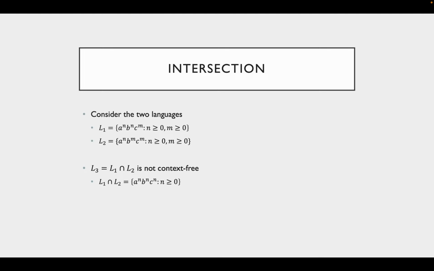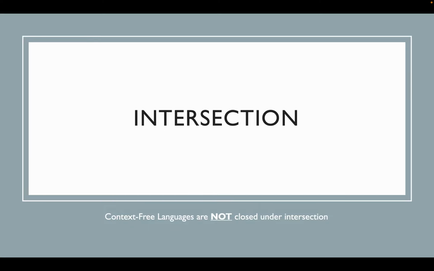So L1 is A's and B's must be equal in number and C's can be any. L2 is A can be any, B's and C's must be equal in number. So the words that are in both of those languages are the ones where all three letters are equal. That is where N number of A's, B's, and C's, where N is greater than or equal to 0. And so the intersection of these two languages is A to the N, B to the N, C to the N, which is not context-free. Therefore, we've shown that context-free languages are not closed under intersection through one example.